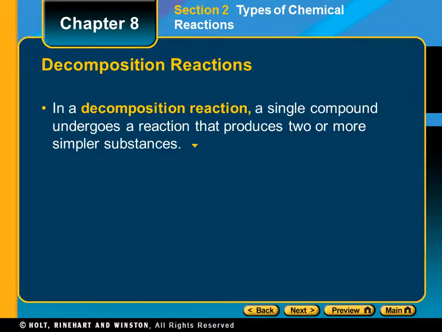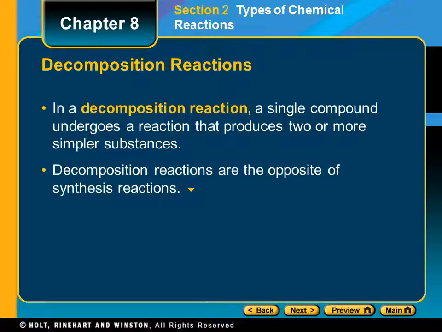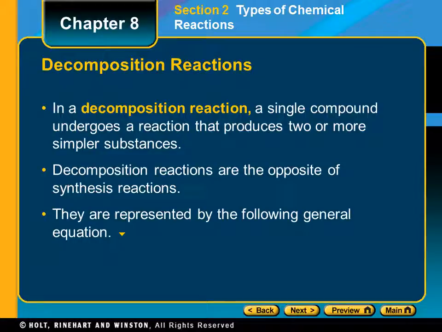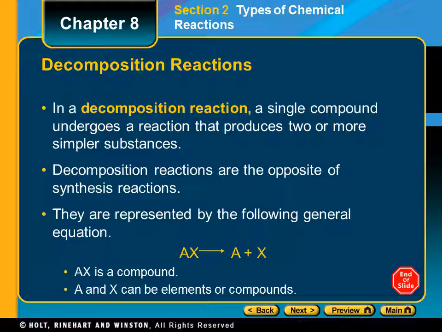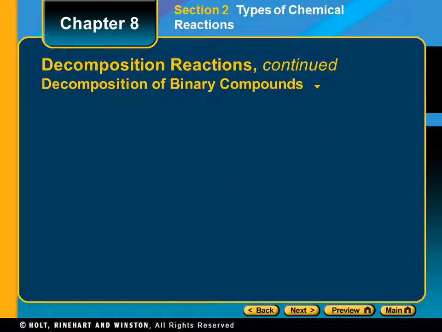Next are decomposition reactions. Decomposition, you can think of it basically as the opposite of synthesis. In decomposition, we have a single compound which undergoes a reaction that produces two or more simpler substances. They're the opposite of synthesis, as I said. They're represented by this general equation: AX yields A plus X, where AX is a compound. A and X can be elements or compounds.